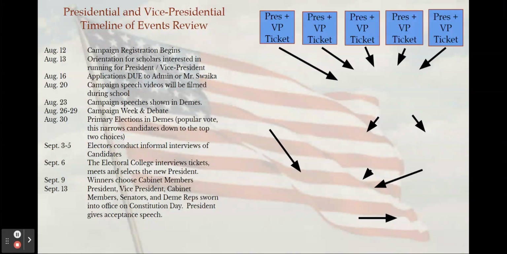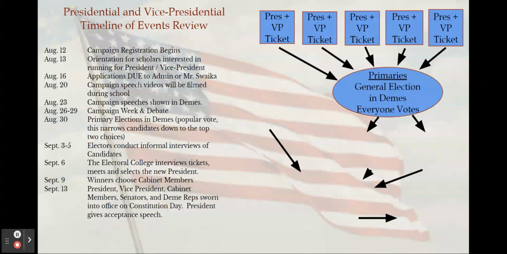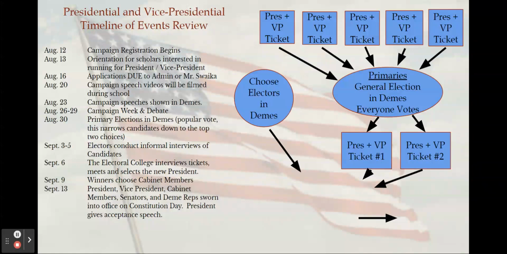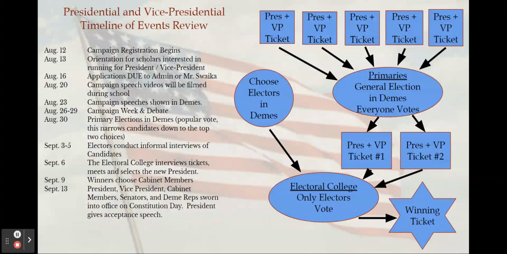So we have the president and vice president tickets, primaries and the general election in deans, everyone votes. And then we'll narrow down to the president and vice president tickets, to 2 tickets. Choose electors in deans. In the Electoral College, only electors can vote, and that will decide the winning ticket.